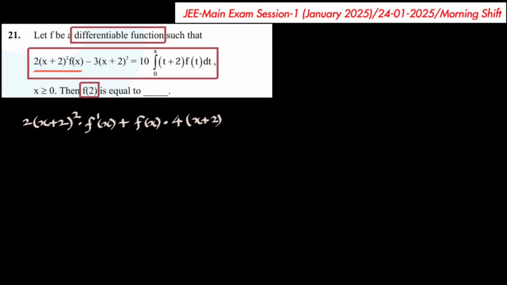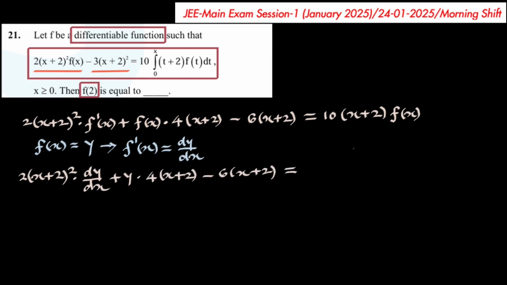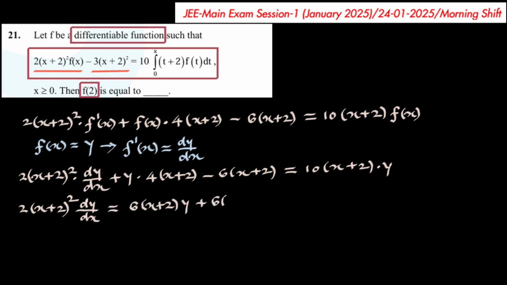Next, derivative of this minus 6 x plus 2 equals 10 times x plus 2 f of x. We will substitute y for f x, so that f dash x will be dy by dx. So the expression becomes, 2 times x plus 2 whole square dy by dx plus y times 4 into x plus 2 equals 10 times x plus 2 y. So 2 times x plus 2 whole square dy by dx equals 6 times x plus 2 into y plus 6 into x plus 2.